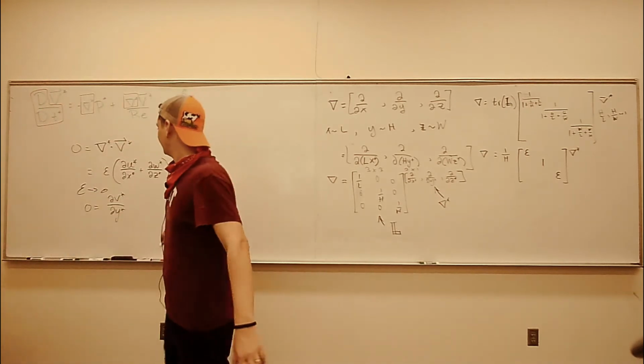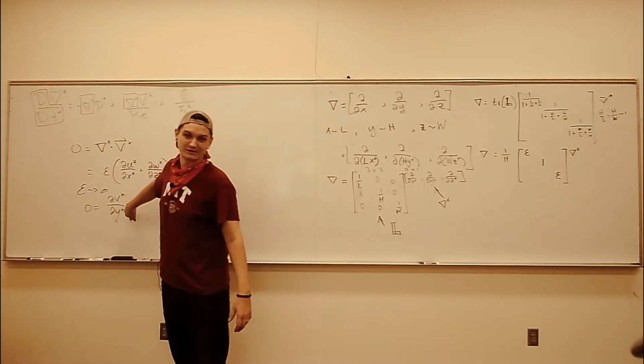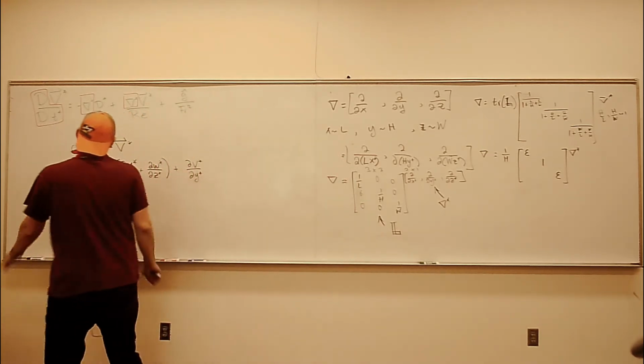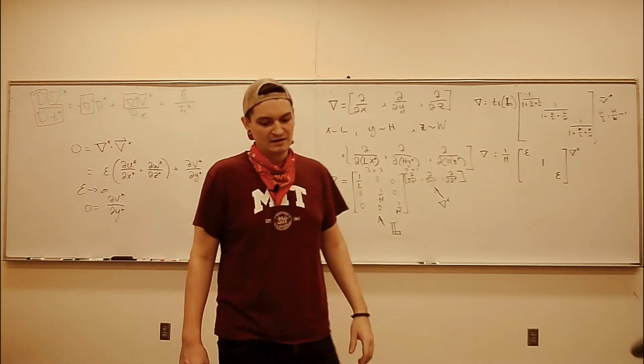And what does this say? This says that the velocity in the y direction has to be a constant value. I've already made a constraint on this based on the length scales of this 2D problem.